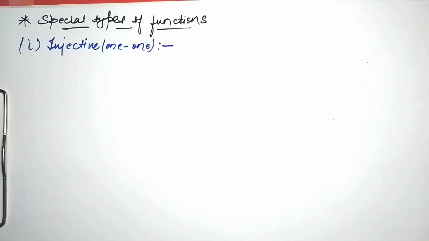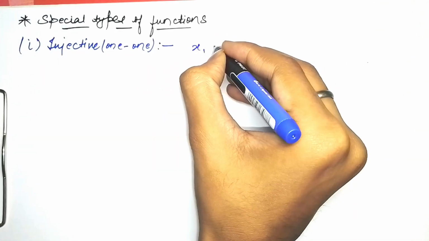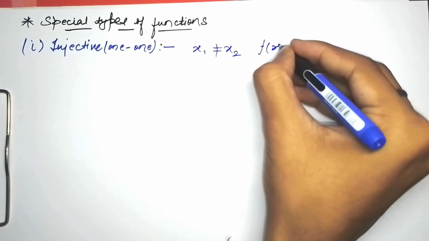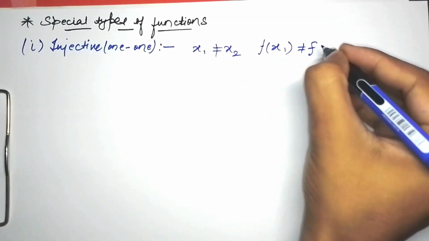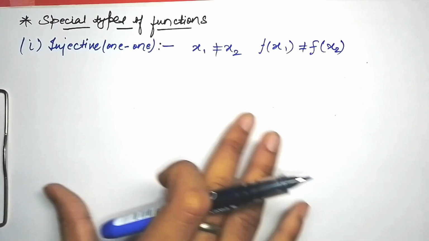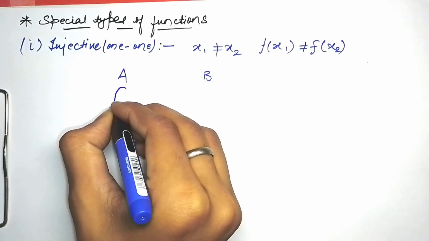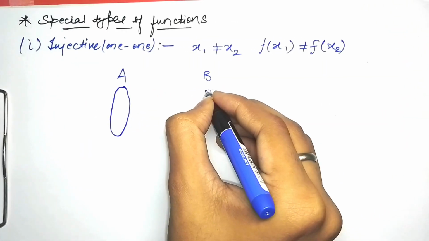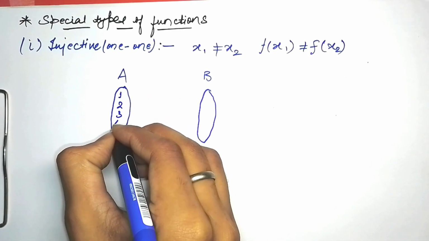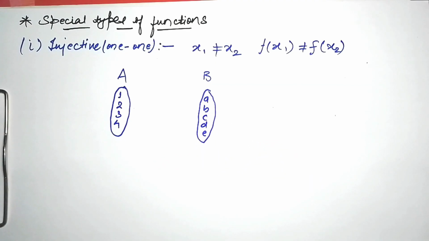A function is known as injective when, for two variables, suppose x1 is not equal to x2, then f(x1) is also not equal to f(x2). Basically, let me explain it to you with an example of sets. Let this be set A and let this be set B. Here's the set 1, 2, 3, 4, and here A, B, C, D, E, or something like this.